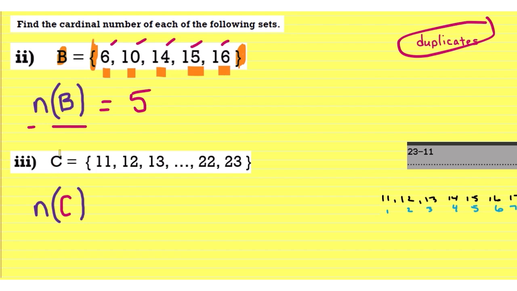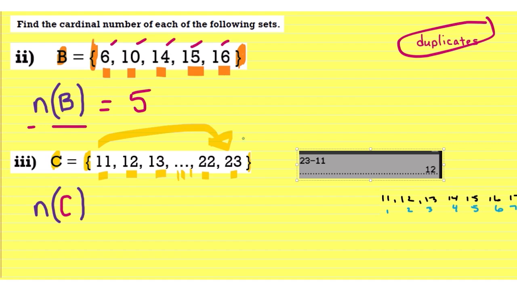Our next one says that set C is equal to the set, which is notated by the roster format, of the numbers 11, 12, 13, which is our ellipsis, 22, 23. So it starts with number 11 and it goes to number 23. And we want to ask ourselves, how many numbers is that in that set? Well, we might be tempted to say, okay, what's 23 minus 11? Well, 23 minus 11 is actually equal to 12. However, when we do that, it actually does not include the last number.